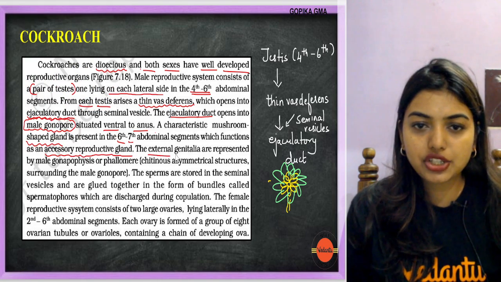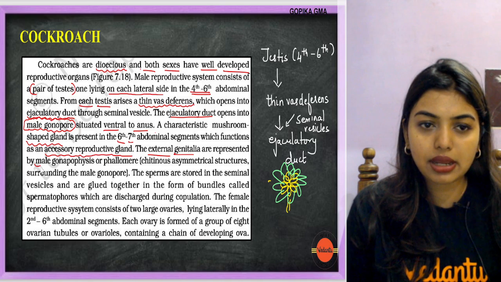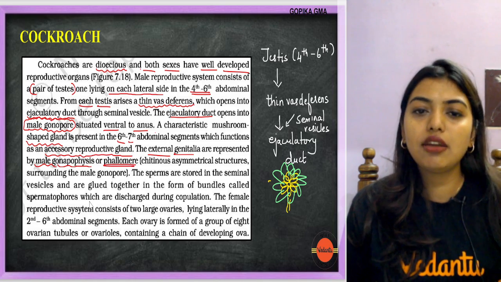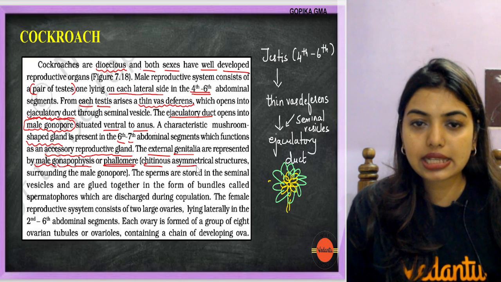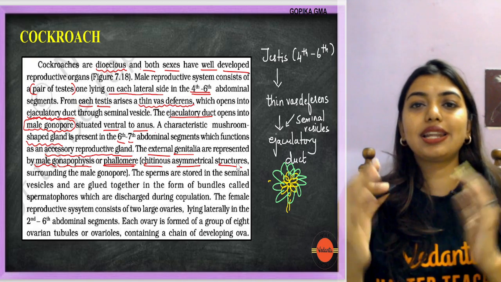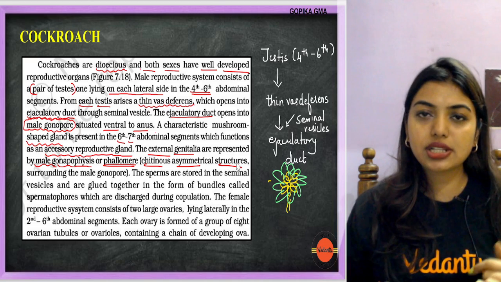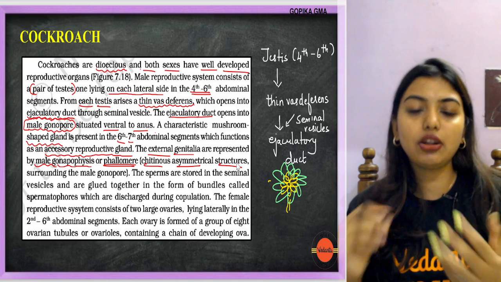The external genitalia are represented by male gonapophyses or phallomeres. They are chitinous asymmetrical structures surrounding the male gonophore. They will be present on the right, left, and ventral side, so like a protection, they will be all around this place.